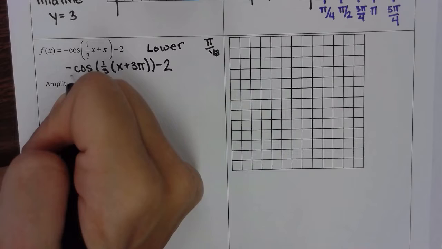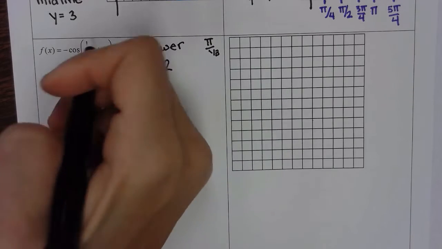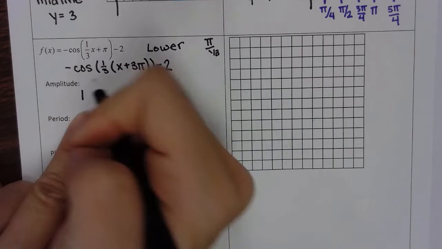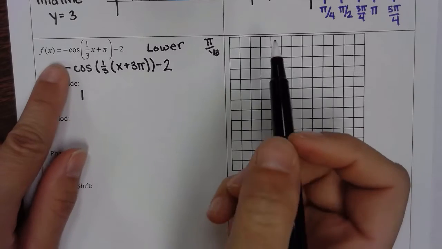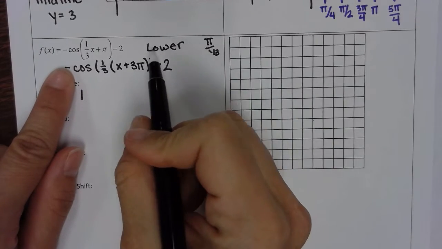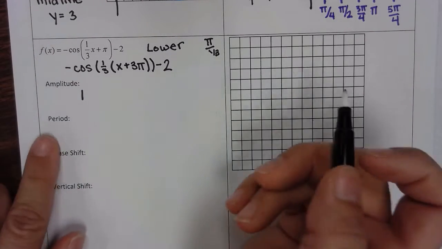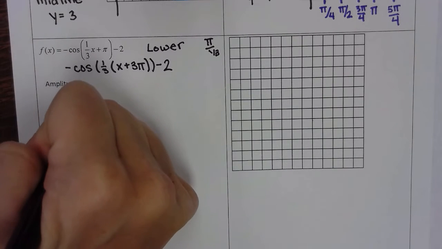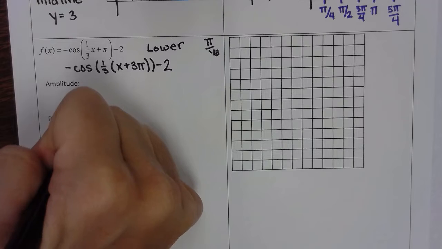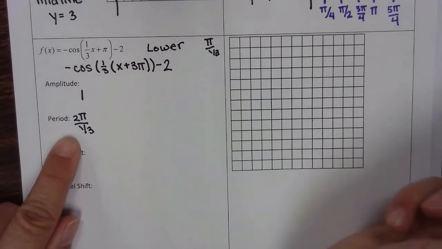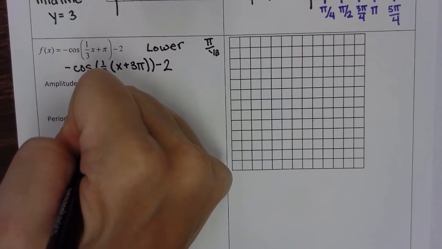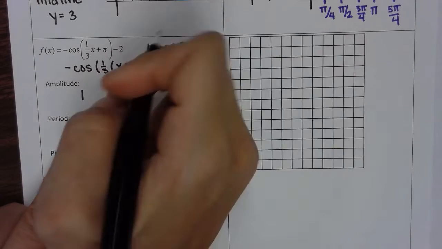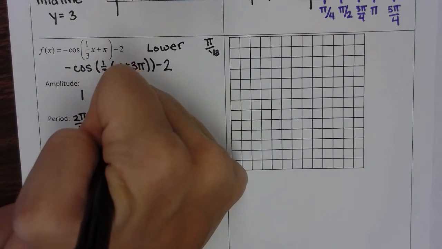All right, our amplitude is the coefficient up front, which is 1. You could put -1, it's okay, but negative is already considered that we're flipping it. The period is 2 pi all over 1/3. Again, dividing by that fraction is multiplying by the reciprocal, so we get 6 pi.